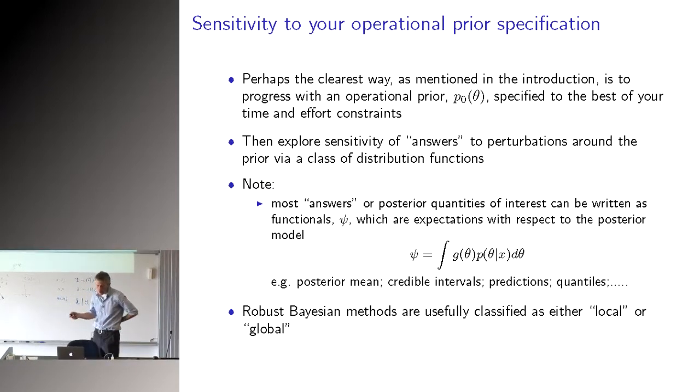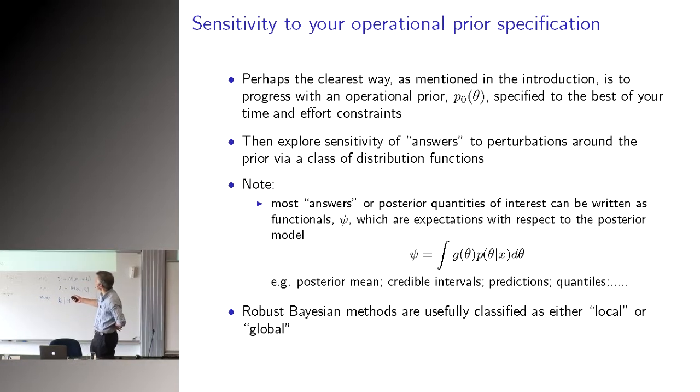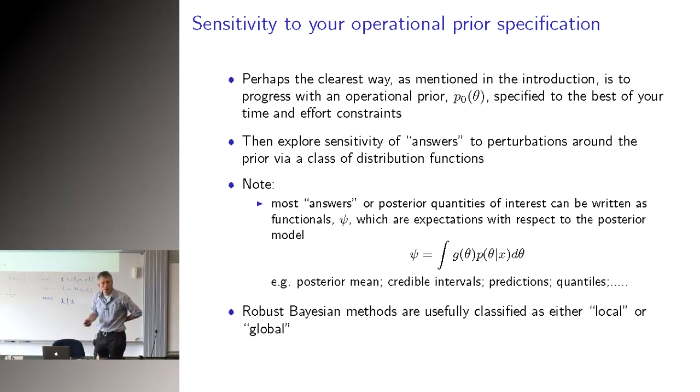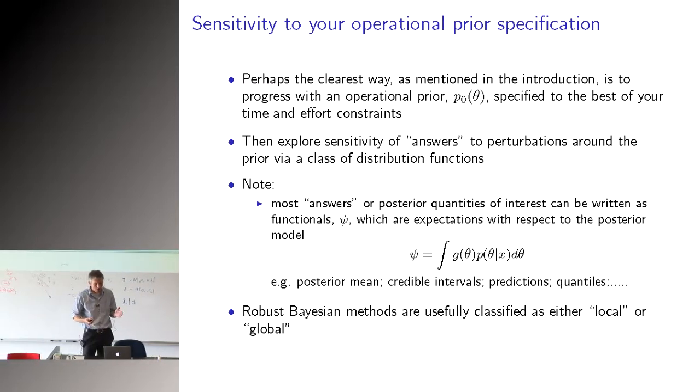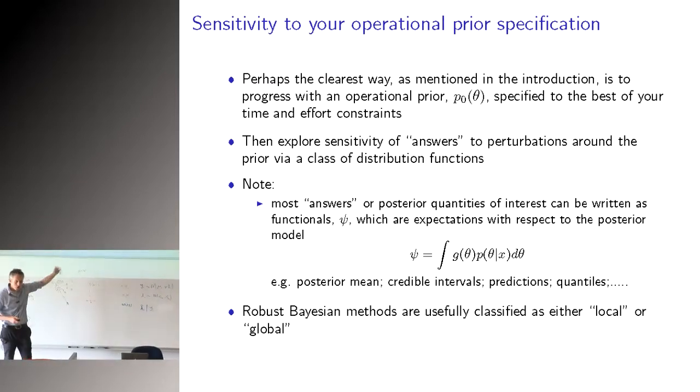And what we want to do is to look at sensitivity of answers, i.e. functionals here, to changes in the prior that went into this posterior distribution. So we can think of these changes as perturbations, neighborhoods around the model space, that might lead you to very, very different conclusions.